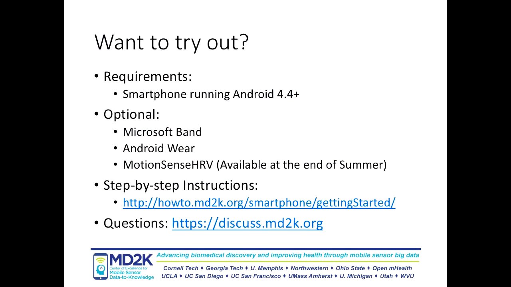So how do you begin? If you want to try this out, there are some requirements, in particular an Android phone running 4.4 or greater. Optionally, if you have a Microsoft Band, even though they're discontinued, we still have support for them, or Android Wear devices are going to be part of the system soon. Also, the MotionSense HRV platform that was developed by Emory at Ohio State should be available near the end of summer for purchase. So you can incorporate that, which is one of the key sensors we use in our studies.